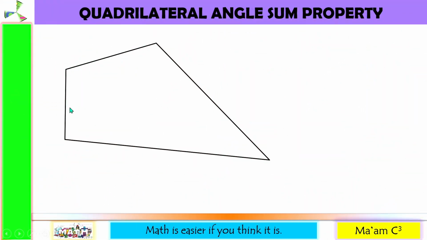This is a quadrilateral. It has four sides. And of course, it has four angles. One, two, three, four. Now, what will happen if I'm going to tear apart these corners and put them together? Let's see.